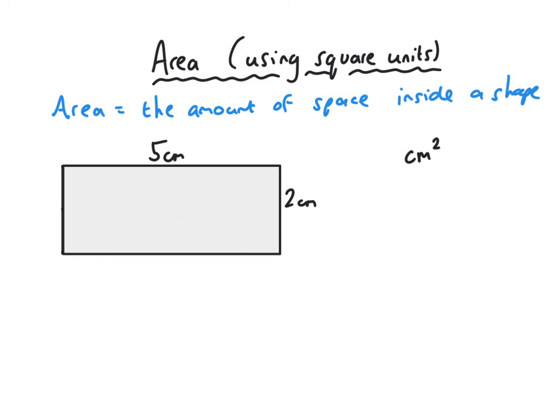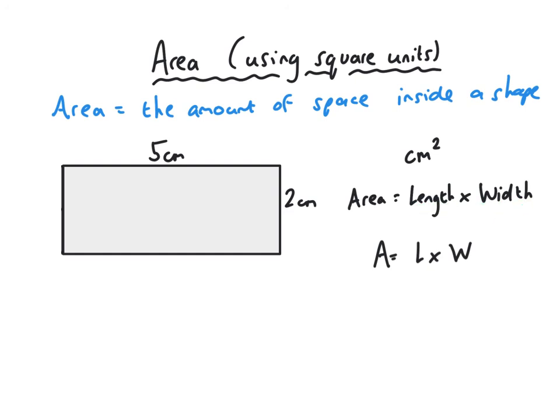And we have a formula to help us work that out, which is this. Area equals the length times the width, or A equals L times W for short. So if you ever see this formula, it means area equals length times width.